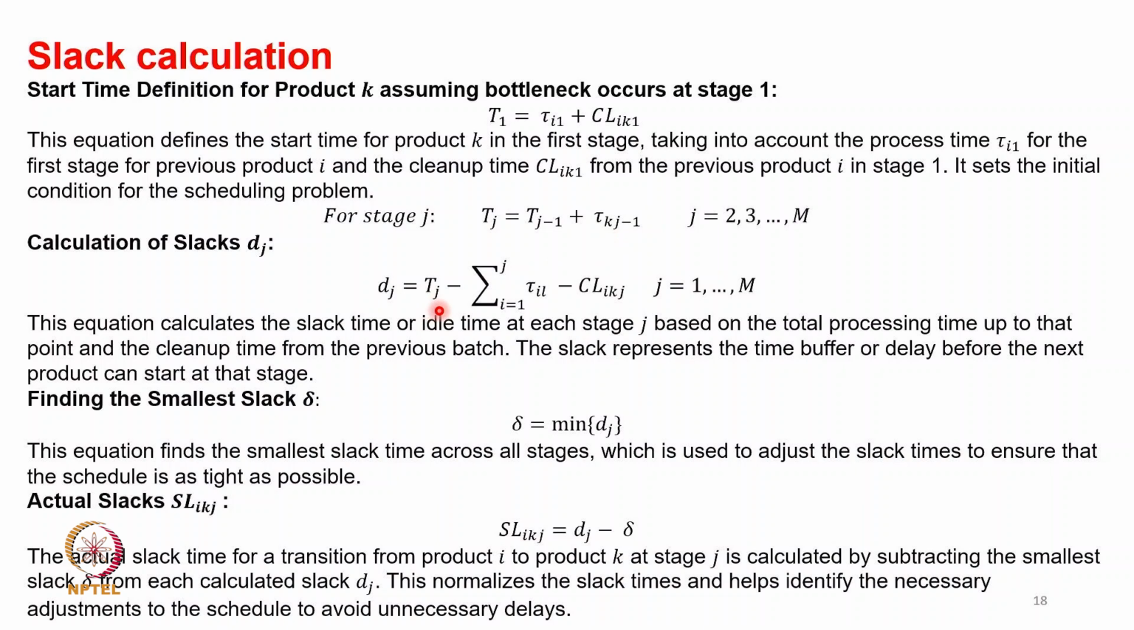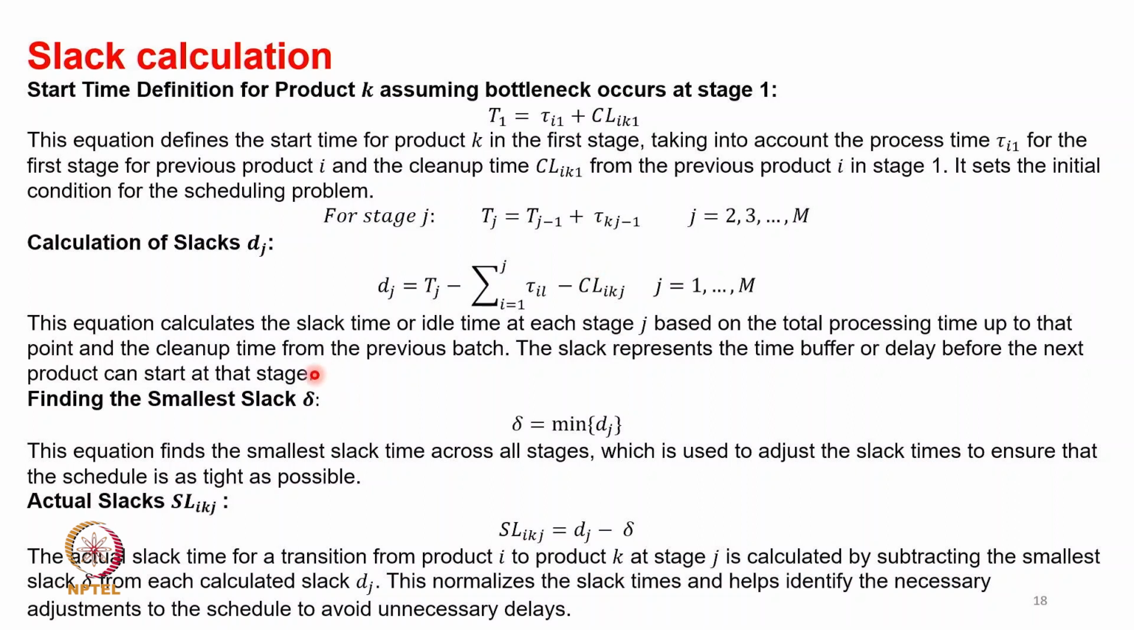And how to compute the slack? Let's define the slack D_j. It would be T_kj minus the summation of I1 to j of T_ij, which is of course this, and CL_ik, so with respect to the cleaning time. This equation calculates the slack time or idle time in each stage based on the total processing time up to that point and the cleanup time from the previous batch. The slack in this context represents the time buffer or delay before the next product can start.